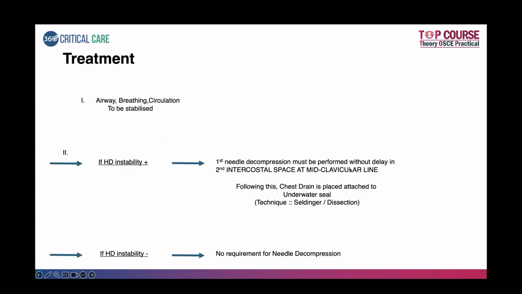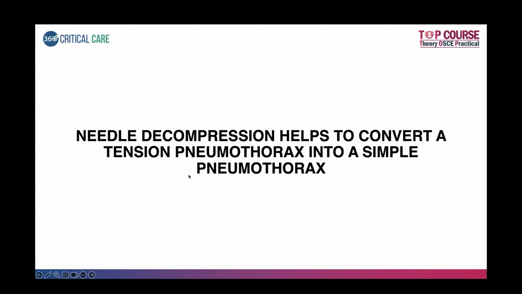So going ahead with the second intercostal space at the mid-clavicular line was as per the general guidelines, but now in the latest ATLS, the concepts related to this have changed. The basic rationale for doing a needle decompression is to convert a tension pneumothorax into a simple pneumothorax. So doing that is not the definitive therapy. You will need to proceed with a thoracostomy drain.